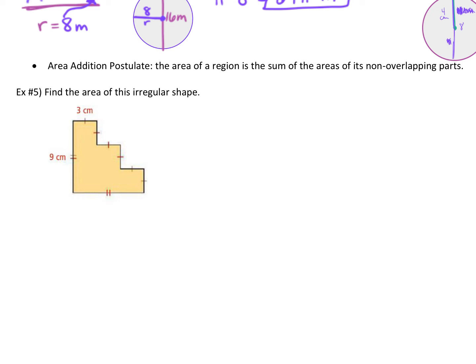This shape, we don't have a formula for. So how can we find the area of this shape? Maybe split it. Split it. I love it. Draw some lines. How would you split this? There's not a right way.